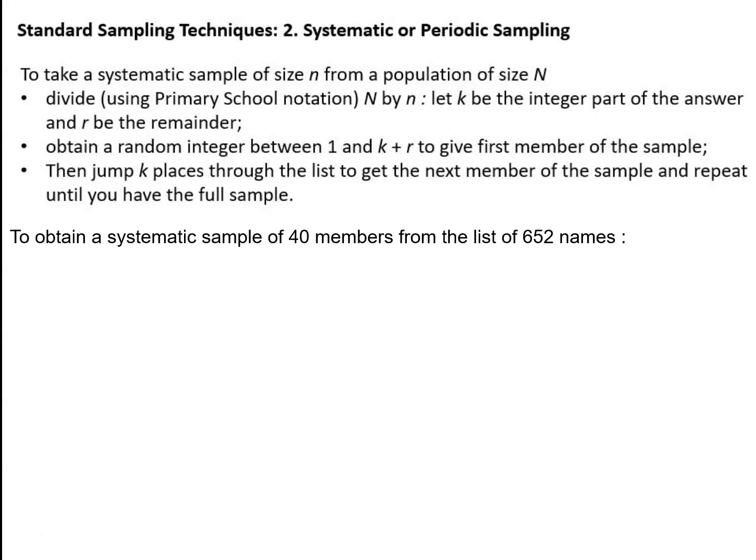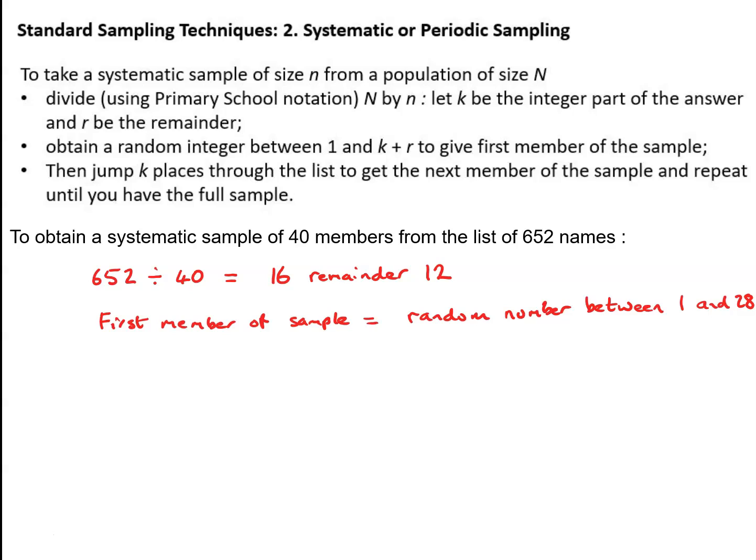So, if we want to get our sample of 40 members from the list of 652 names using systematic sampling, then we first of all do 652 divided by 40, which gives me a whole number part of 16 with a remainder of 12. We then, for the first member of the sample, obtain a random number between 1 and 16 plus 12, which is 28. So we want a random number between 1 and 28 as the first number of the sample.